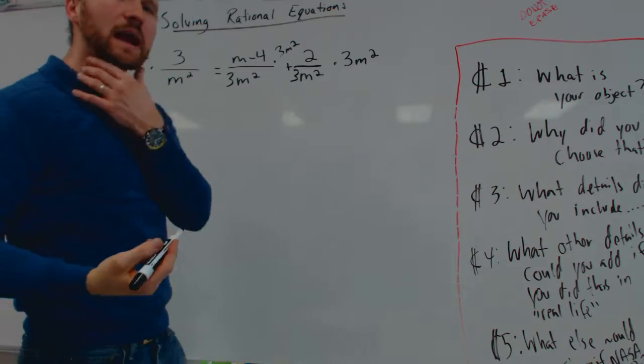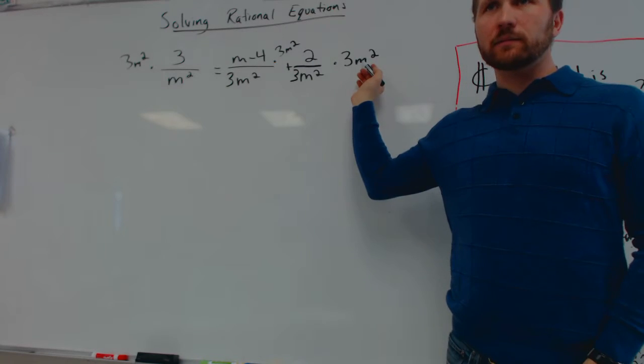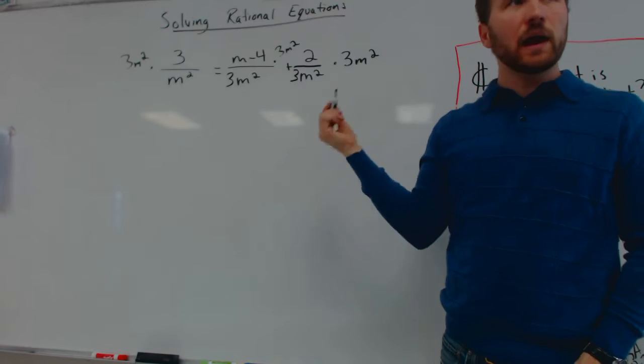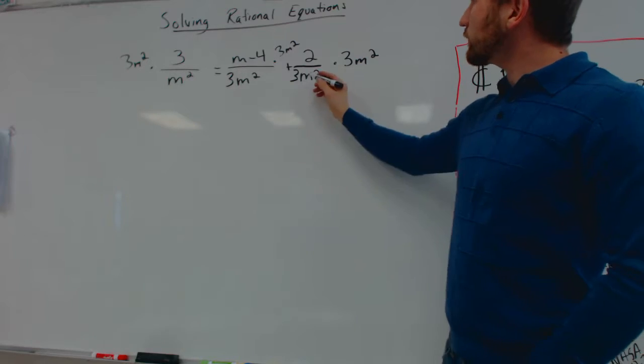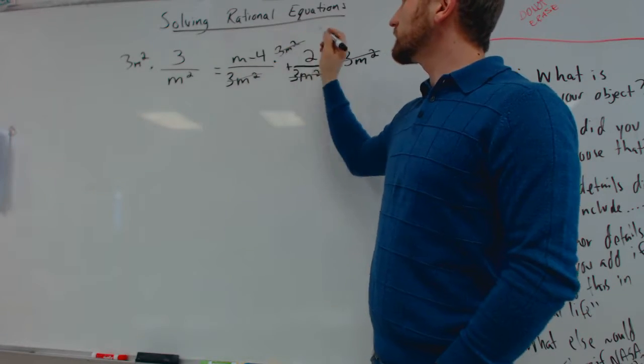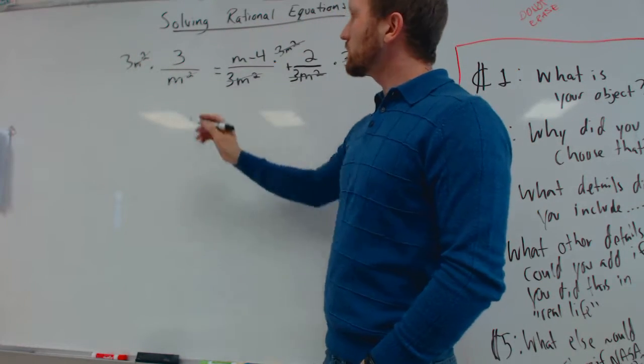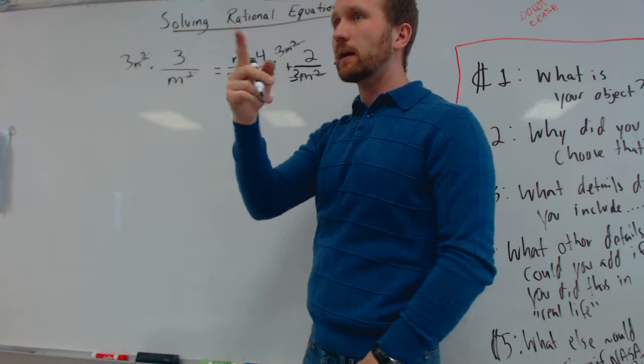Now, what will usually happen is some of that factor that you multiply it times will cancel, but not always all of it. So in this fraction, it all cancels, right? In this fraction, it all cancels. In this fraction, just the m squared cancels. So then over here I have 3 times 3.